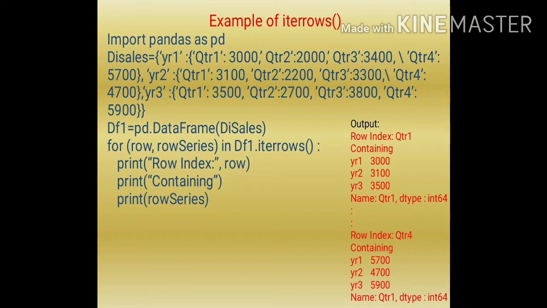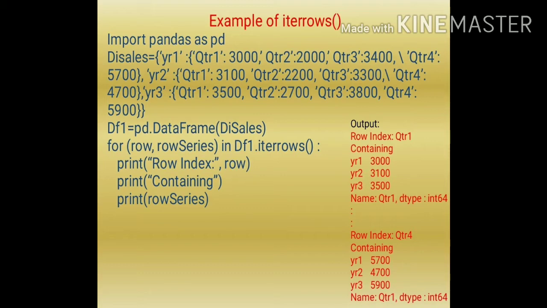Now df1 is the object of the data frame. pd.DataFrame is the constructor which we use to create the data frame, and by which data we are creating the data frames. It is stored in dictionary cells. That's why we are writing in dictionary cells. So till this command we have created a data frame with 4 rows, qtr1, 2, 3 and 4, and 3 columns, yr1, yr2 and yr3. Now till here I think it is clear.